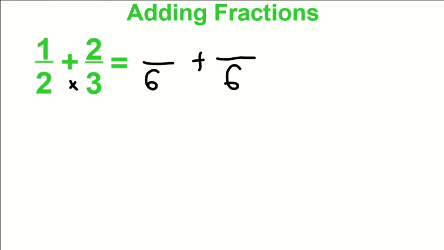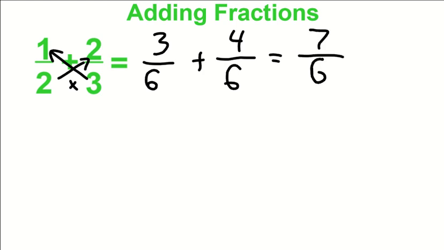Then what you want to do for your numerators is you want to cross multiply. And when you're cross multiplying, you're going to leave it where the numerator was. So 3 times 1, 3, 2 times 2, 4. Okay? Then, once you get to this point, add numerators, keep the denominator.